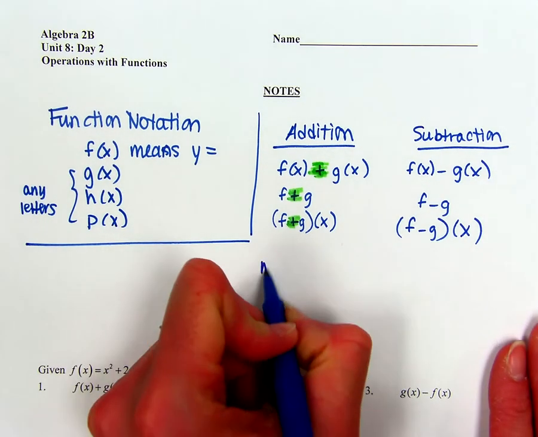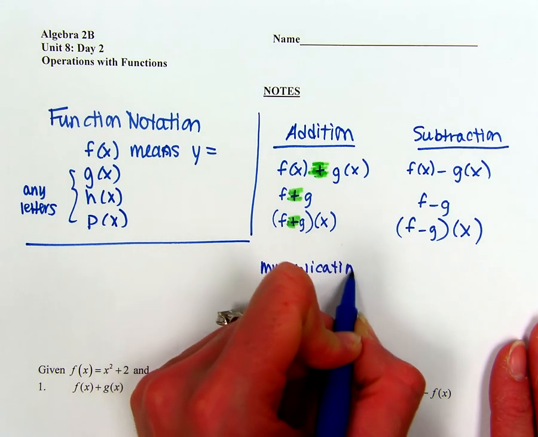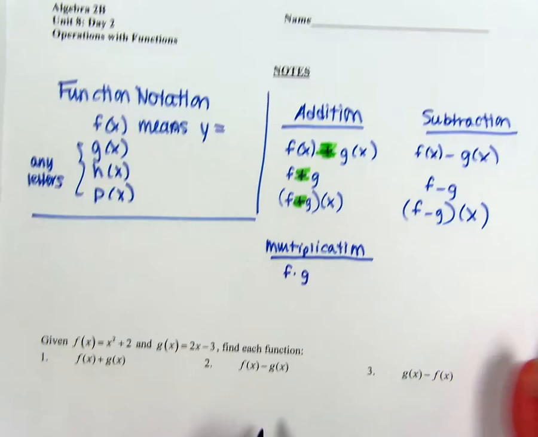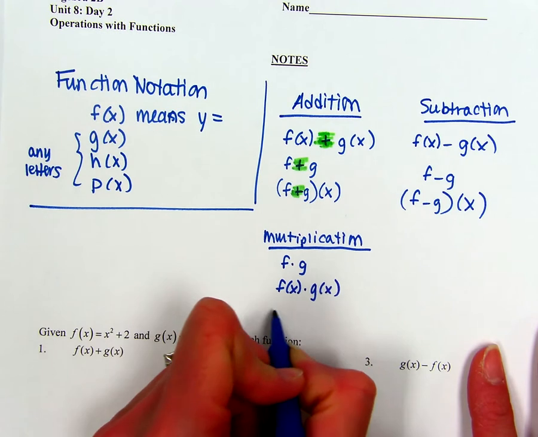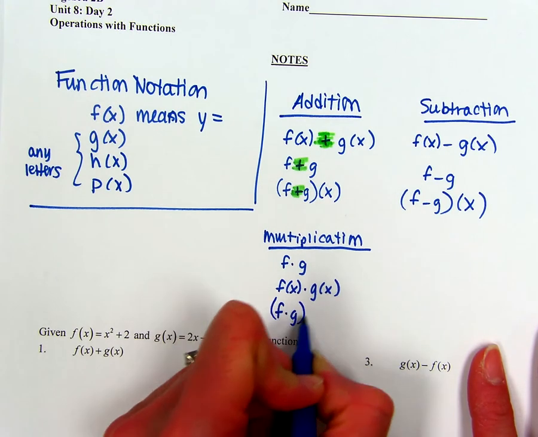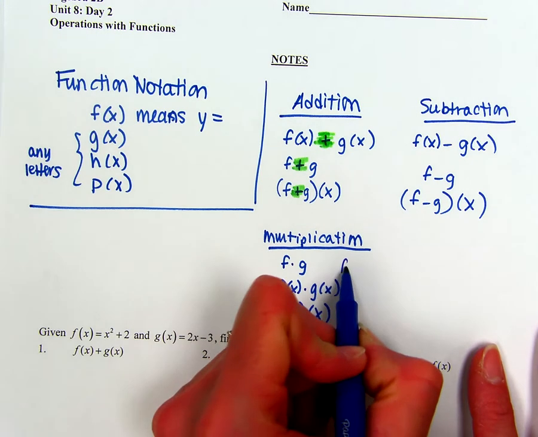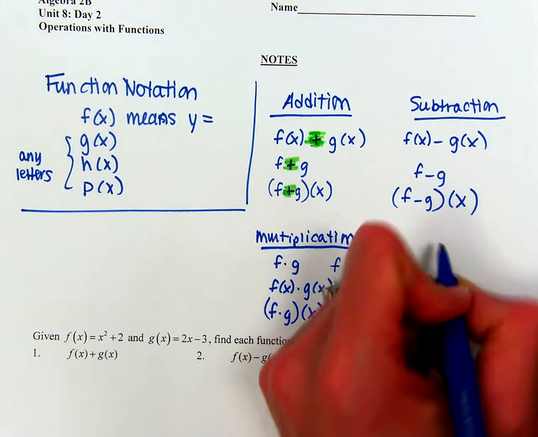Right? So we could do multiplication the same way. They might do f times g. They might do f of x times g of x, or f times g of x. They could use this symbol for multiplication. Okay, division.